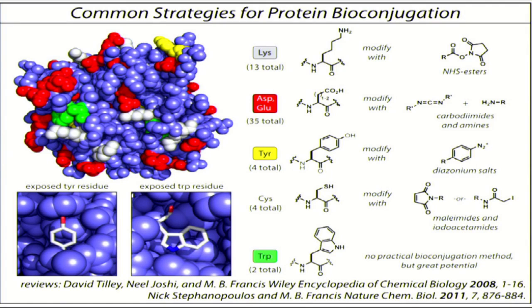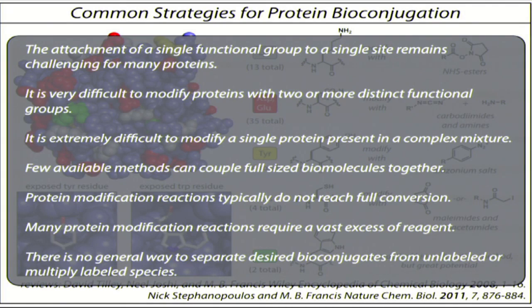Now, if I were to put where the frontier of the field is, these are just some of the points that I thought I would mention on this. Despite the power of cysteine chemistry, it still remains true that for many proteins, it's very hard to put one copy of a functional group in one single position. That still remains a very challenging goal in the field.